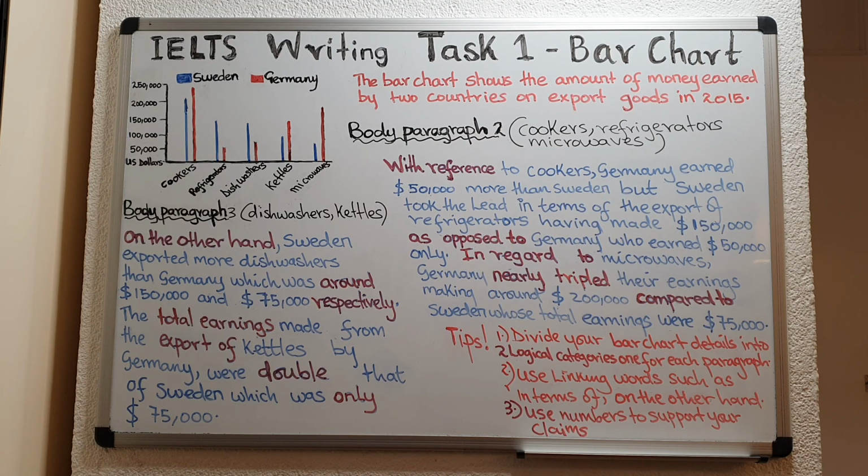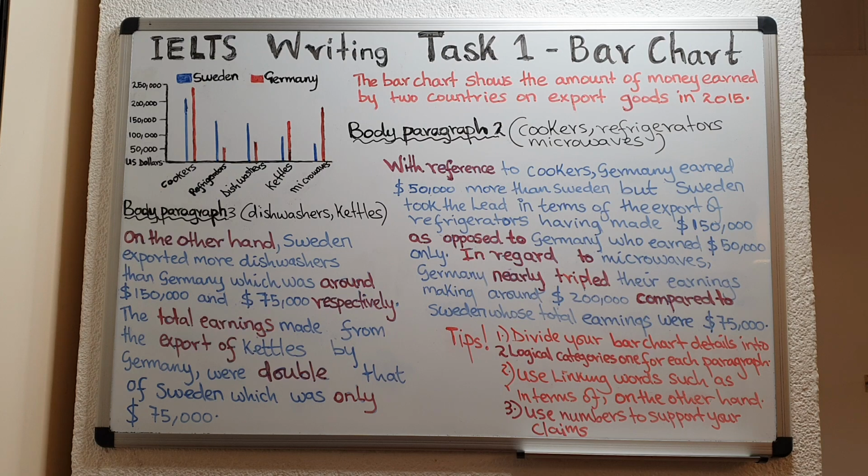Okay, now, so that's how you should write your body paragraph number 3. Now let me give you some tips to ensure that you do this correctly and get yourself a band 7 or a band 8. The very first thing that you have to do is divide your bar chart details into 2 logical categories, one for each paragraph.